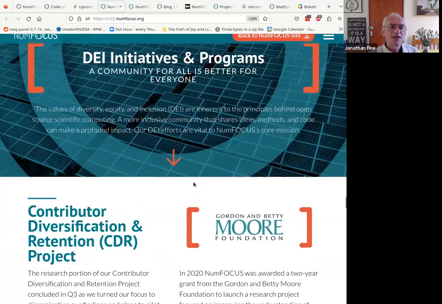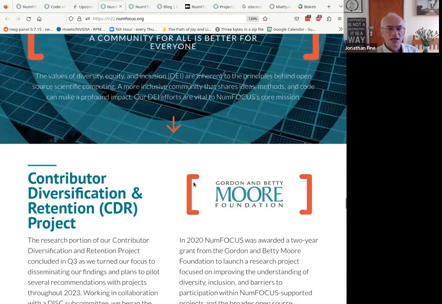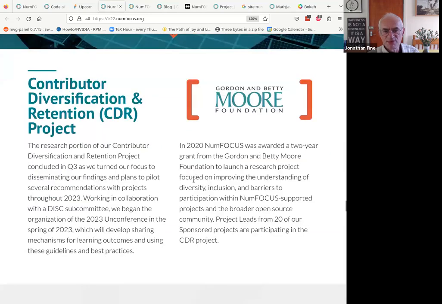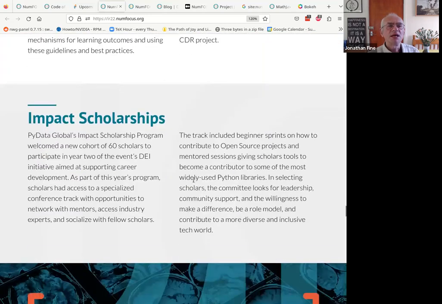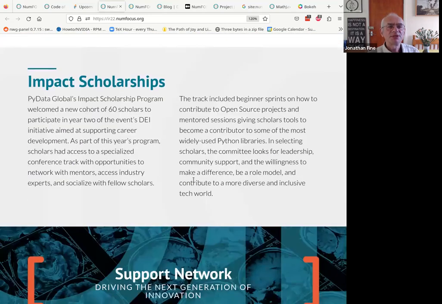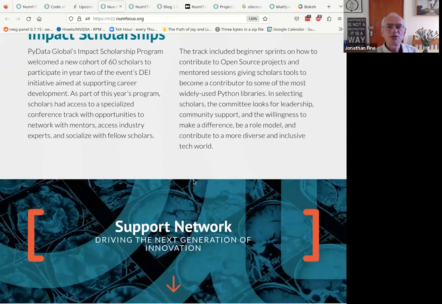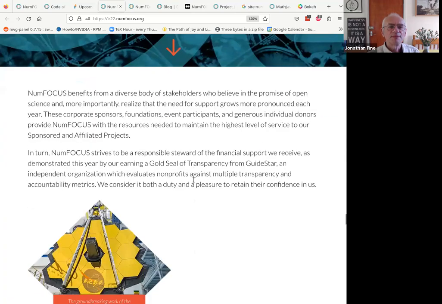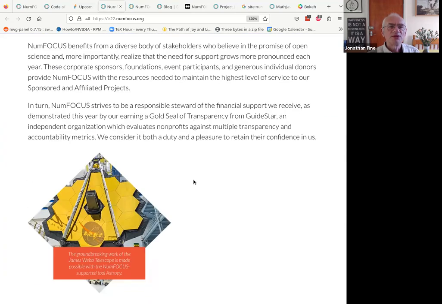Diversity, equality, inclusion, contributor diversification and retention, the Gordon and Betty Moore Foundation, impact scholarships. I'm not sure what this is, but it's something to do with getting people when they're young. And I don't know what this is.